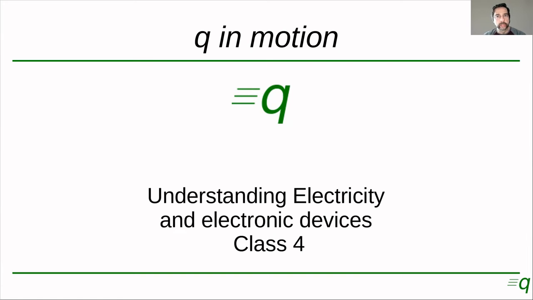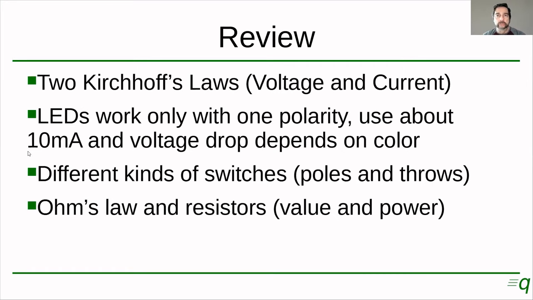This is our fourth class, and before we go on, as usual, let's start with a quick review of what we saw in previous classes. In the last class, we studied Kirchhoff's laws, and we saw that there are two laws, one relating to voltage and another relating to current. We also studied LEDs and that they have a specific polarity, and you normally want about 10 milliamps flowing through them. They also have a voltage drop that depends on the color.